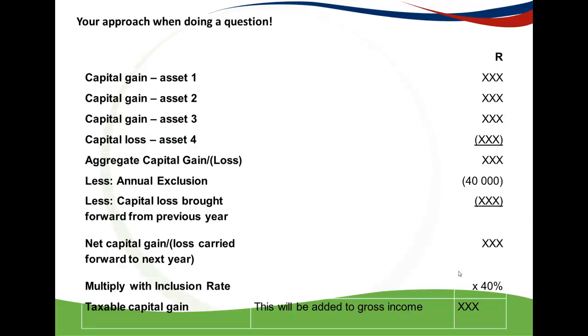Now, the loss is never multiplied with a percentage. The loss will be carried forward to the next year of assessment where you are able to deduct it against any future capital gains. So if you have a capital gain, you're going to go and multiply it with 40%, and this taxable capital gain will be added to your gross income or into your taxable income framework.